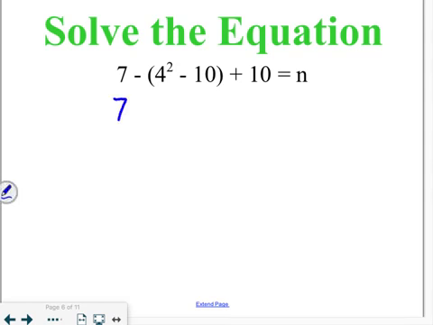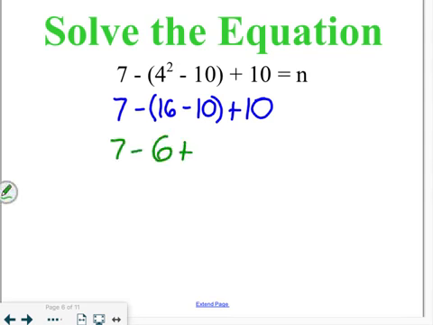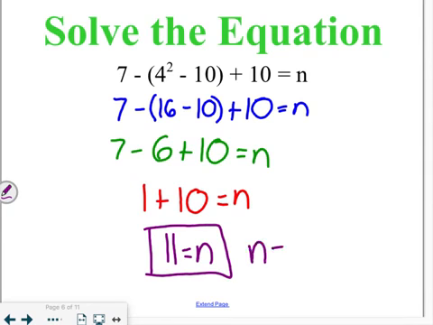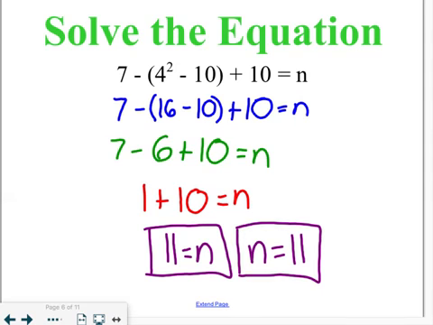So first we've got 7, solving inside the parentheses, we get 16 minus 10 plus 10. Next step, finish up those parentheses to get 7 minus 6 plus 10 is equal to n. You should always keep that variable on the end so you know what you're solving for. 7 minus 6 gives us 1 plus 10 is equal to n for a final answer of 11 is equal to n. If you prefer to flip it around and write n is equal to 11, you are allowed to do that using those properties that we discussed a couple lessons ago.